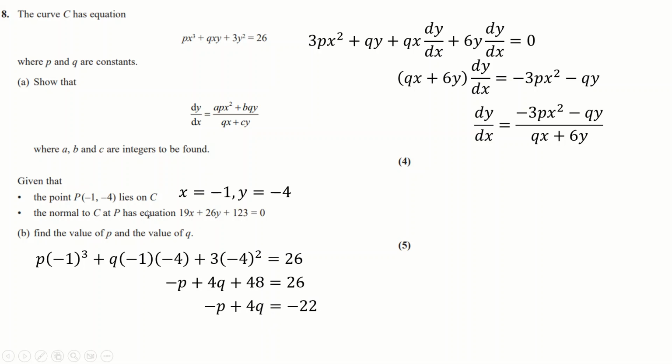So that's the first thing we do. And secondly, the normal to C has equation this. So normal, we're talking about gradients, right? So let's rearrange this to see its gradient. So move the x's over and then divide by 26. And this is the normal. So that's not the same as the gradient of the curve here, this -19/6.